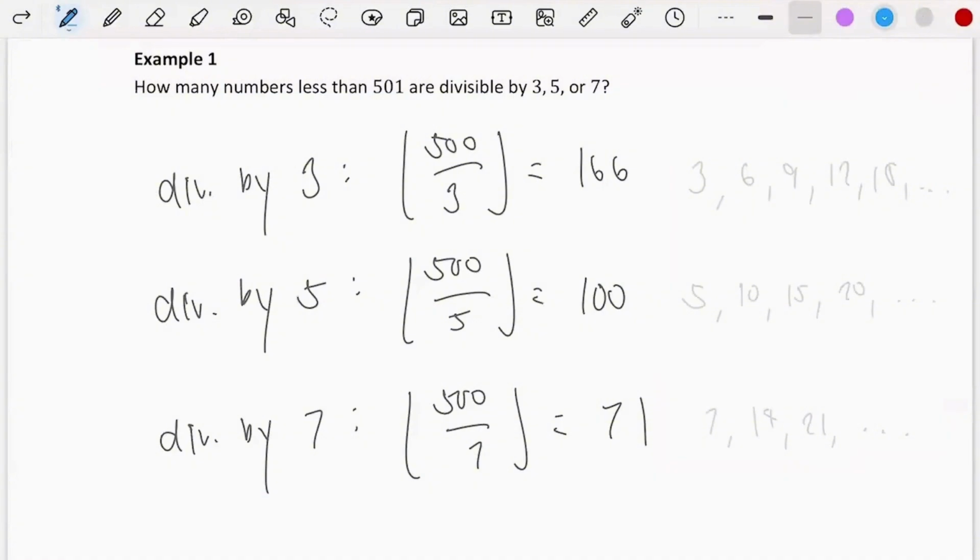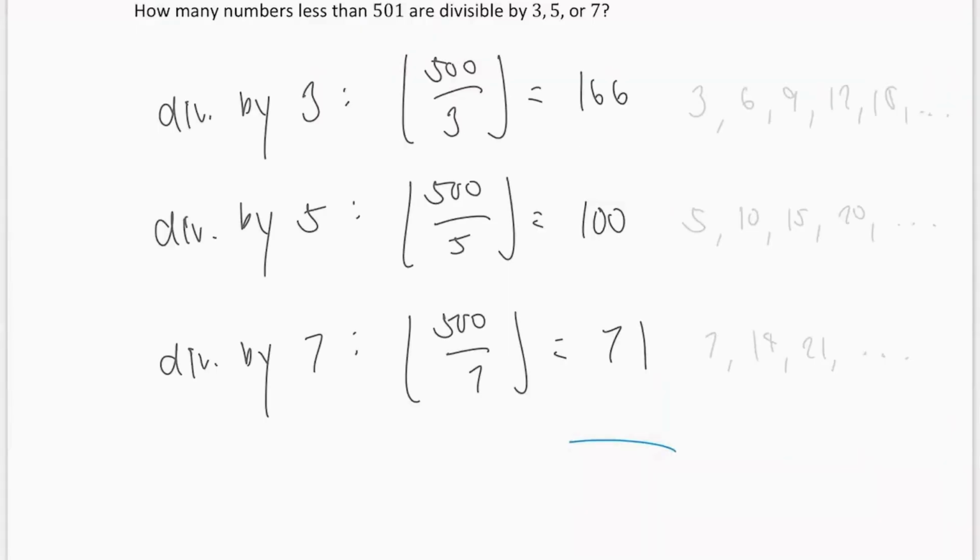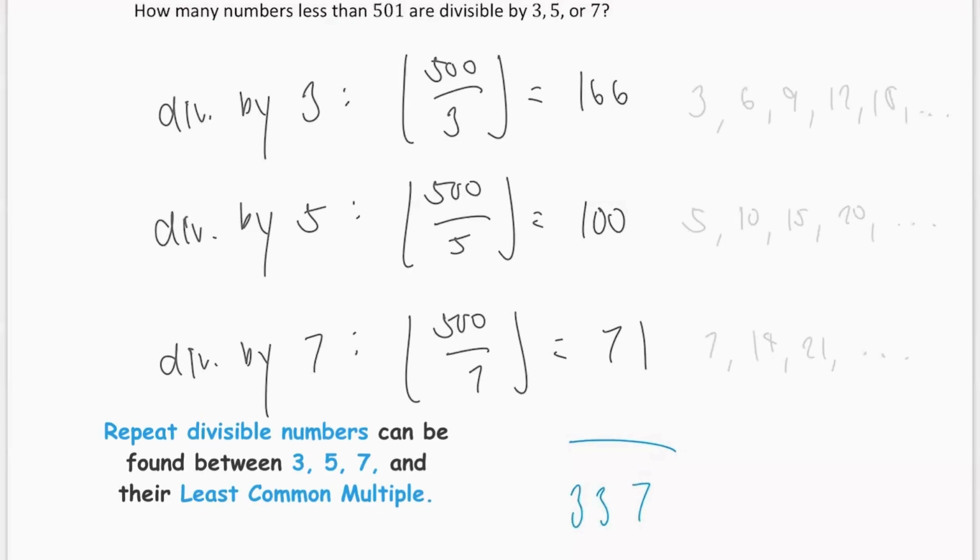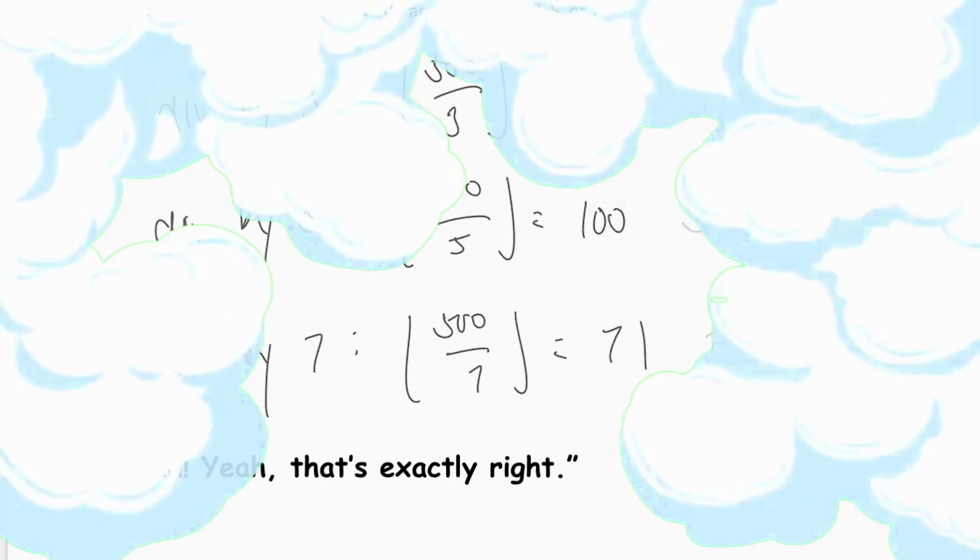So do we just add everything here? Do you think that's going to be the answer? What's 166 plus 100 plus 71? That's 337, right? Is that it? No. Why isn't it? Well, because there are repeated numbers like 21, 15, and 30. Exactly. Then we also have to add the LCM of 7, 5, and 3, because that was repeated and deleted too many times. Yes, that's exactly right.